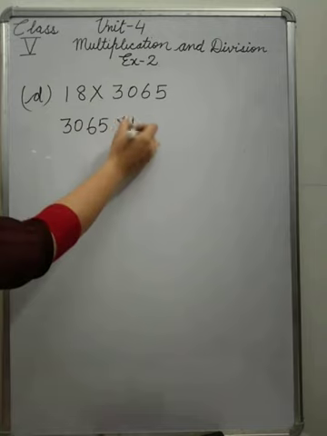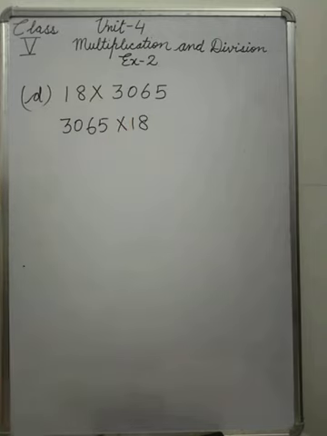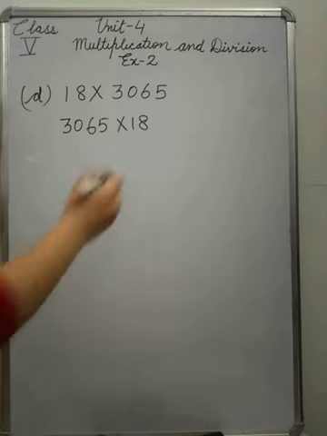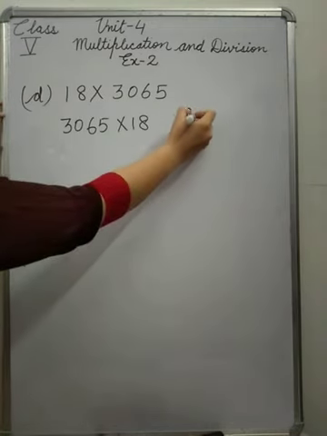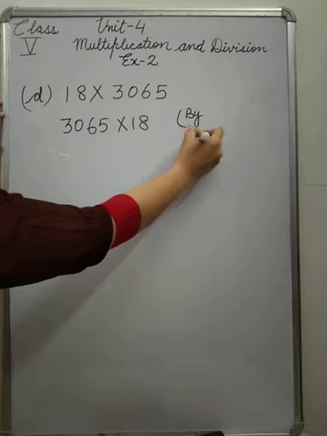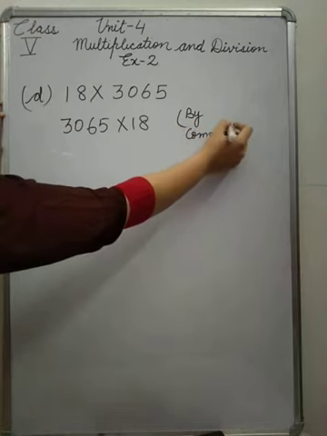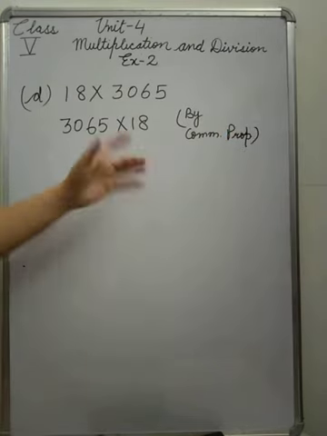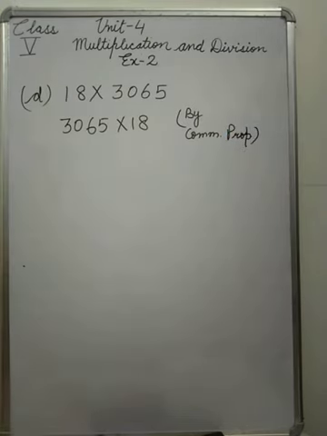3065 into 18. No problem is there. You can write this number like this also. You are applying here the commutative property. Write it in the bracket. Why have we done this? By the commutative property. See the next step. This number you will take the same.